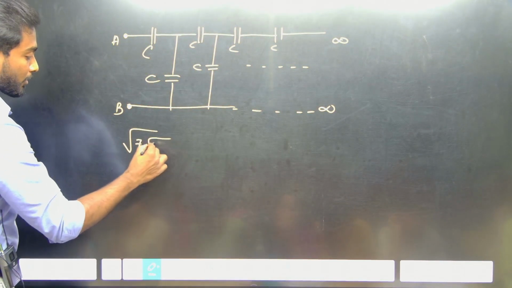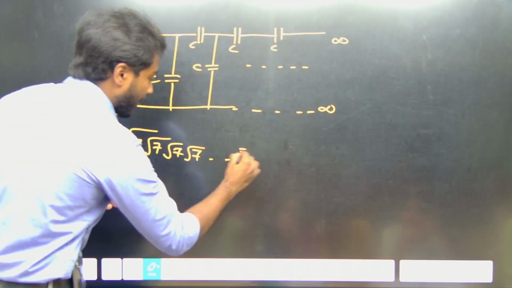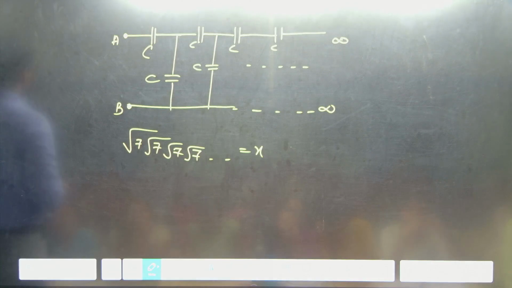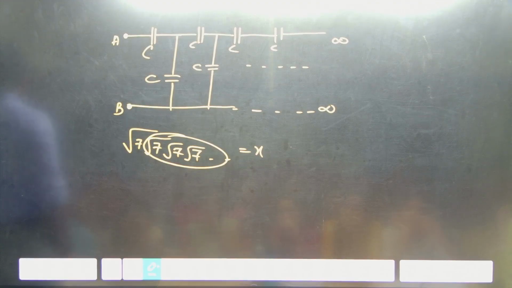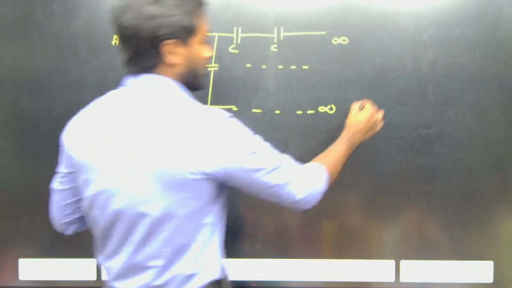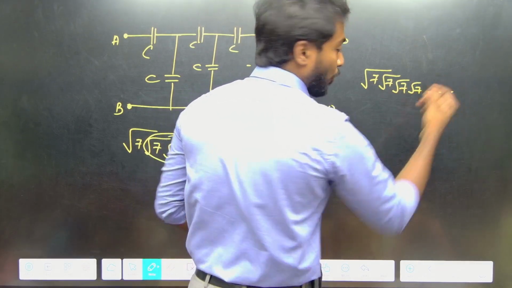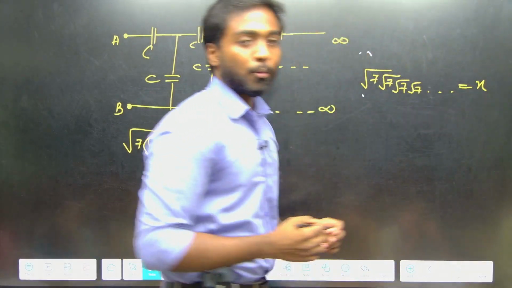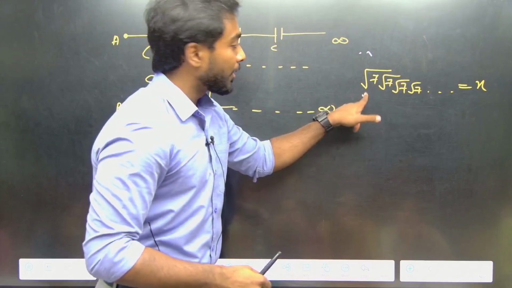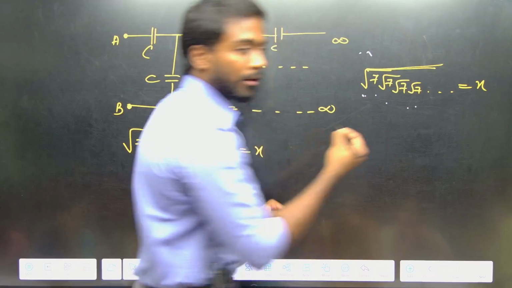For example, if I talk about root 7 root 7 root 7 root 7 and it's going on, if I consider this as x, can I consider root 7 up to infinity as x? Getting the point? Root of 7, again root of 7, again root of 7, it is going on. So I will take this equation as equal to x. So x is nothing but root 7 times root 7 times, it is going on. Everything is under root only.